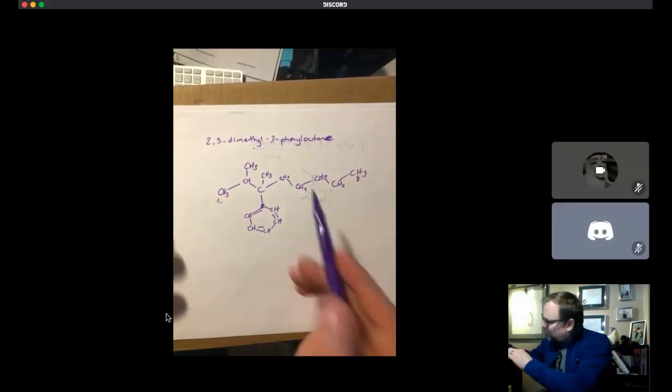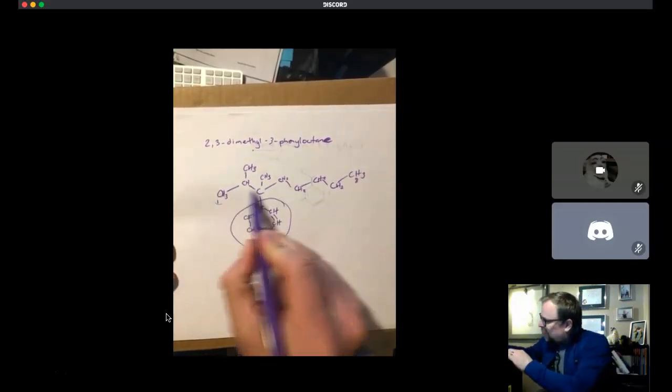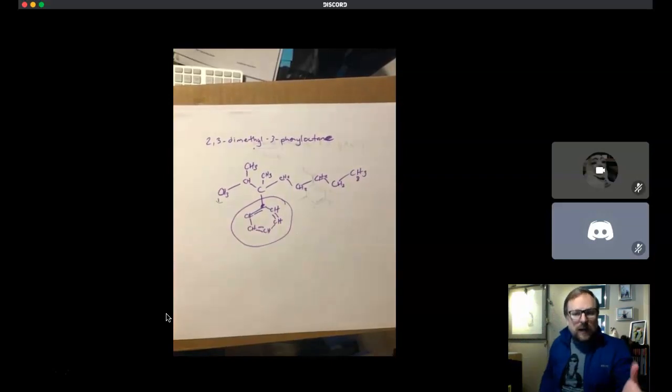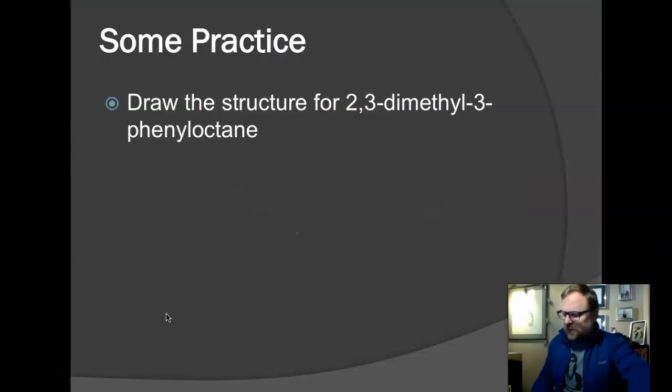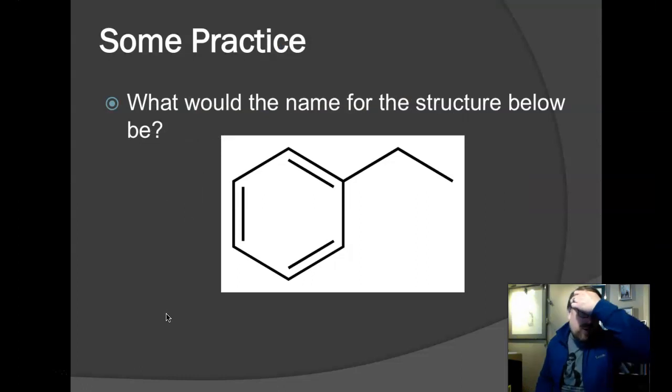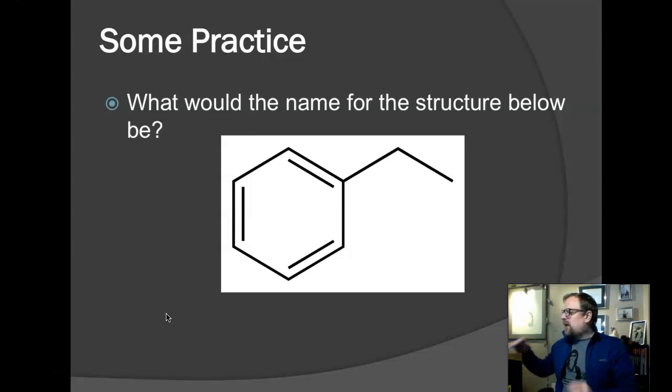Notice that it's a phenyl group because it's part of a larger parent chain. Still an aromatic because it's got a benzene ring, but just still part of a phenyl group. Okay, let's look at the next example here on this page. So what would be the name for the structure below? I can do that on here and just recreate this quickly.